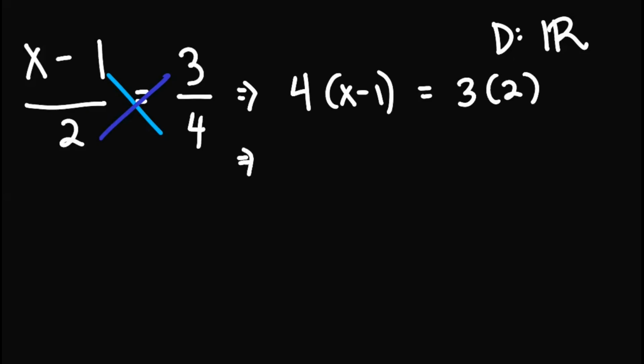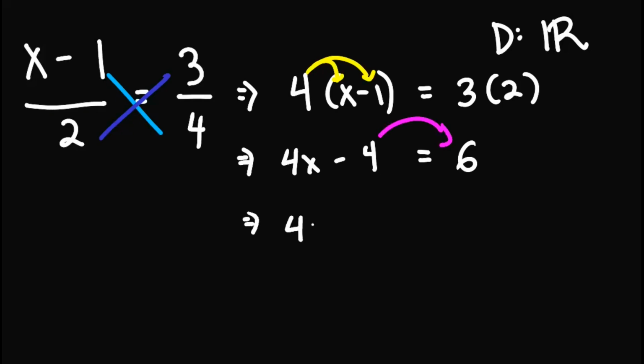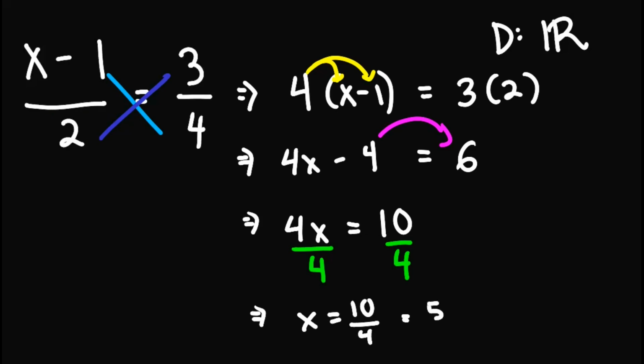Simplifying, we distribute the 4 out here to obtain 4x minus 4 equals 3 times 2 is 6. We move this negative 4 to the right side to obtain 4x equals 4 plus 6 is 10. Lastly, we divide 4 both sides to obtain x equals 10 over 4 or 5 over 2. And this one out here is the answer for this rational equation.